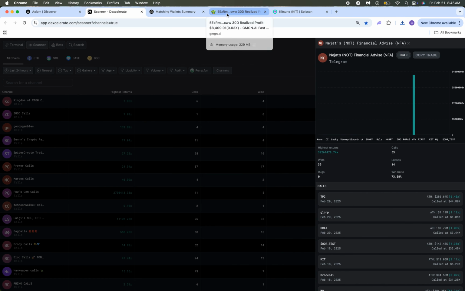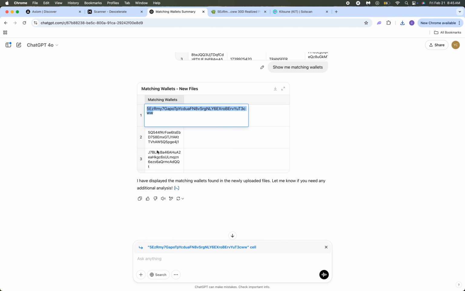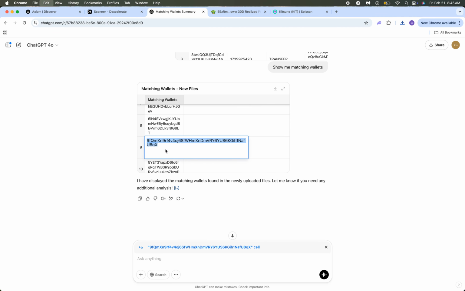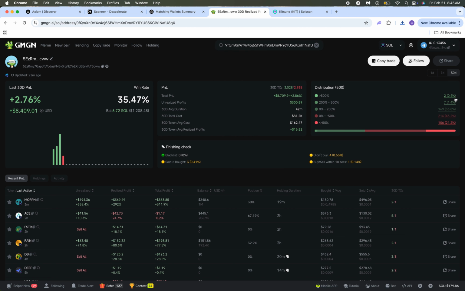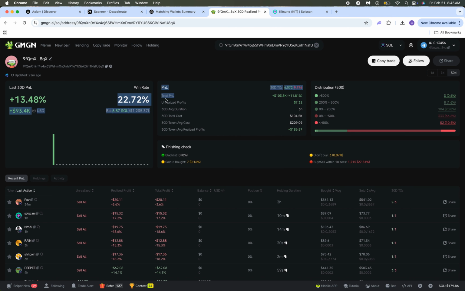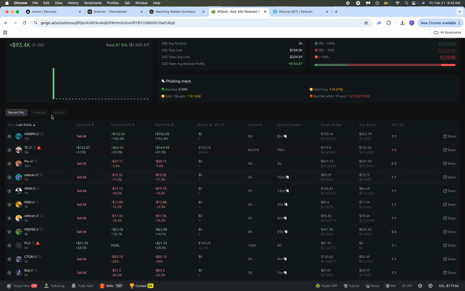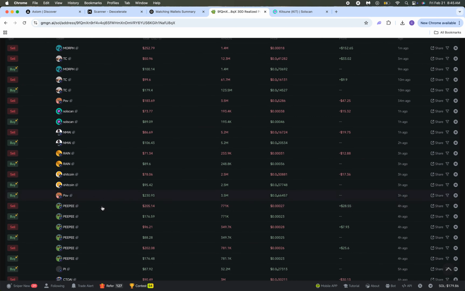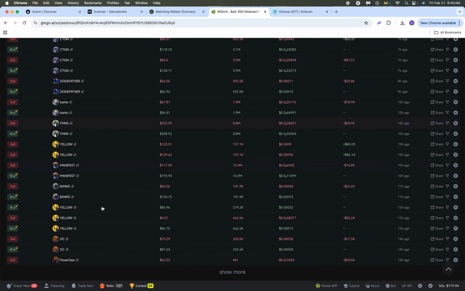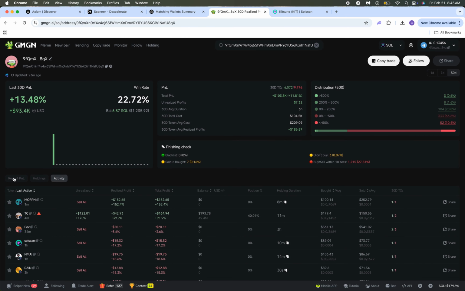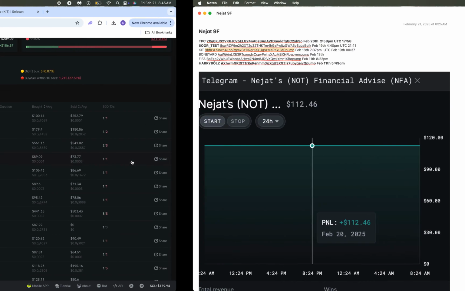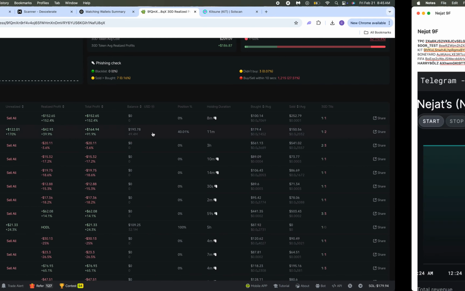If we take a look at this wallet, where was it? Right over here. This is his wallet. Open him up right here in the last 30 days. His win rate's not that high, but he is profitable. He gets into a lot of trades, guys, a lot of trades. As we can see here, he's trading. He's not calling most of his trades, but the reason I think it's him, I'll show you in a sec.